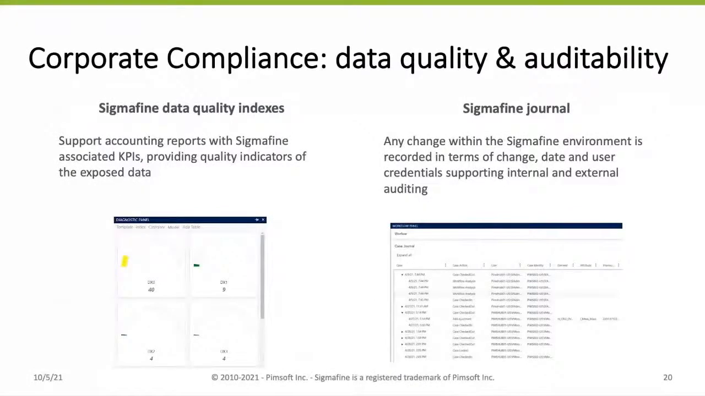Last but not least, a software like Sigmafine supports also internal and external auditing by providing data quality KPIs associated to the balance and by recording all the data changes performed by the users, decreasing the rate of human error, which could be either unintentional, but also intentional. You remember the initial slide that Gabriele showed about the thefts. So Sigmafine tracks each and every change in terms of username, date, time, initial and final figure.